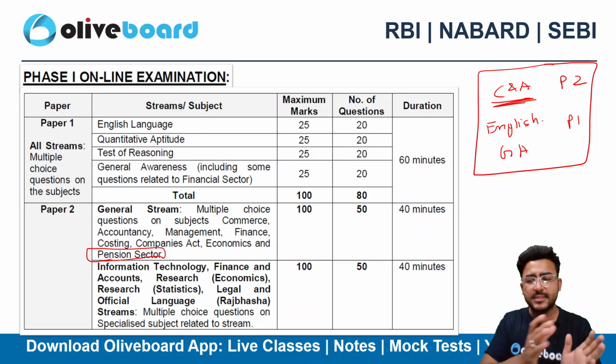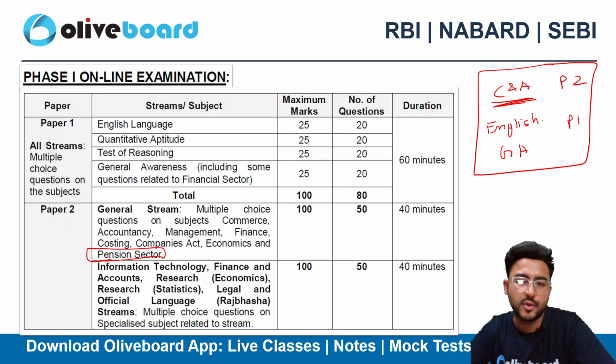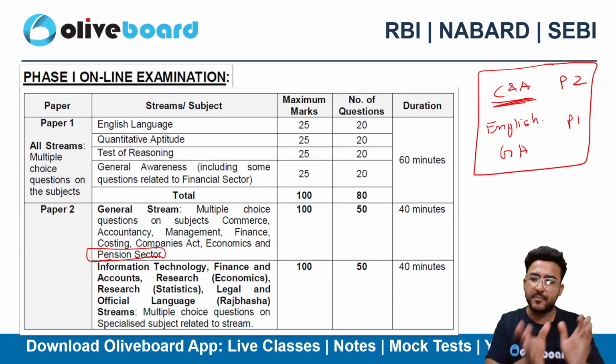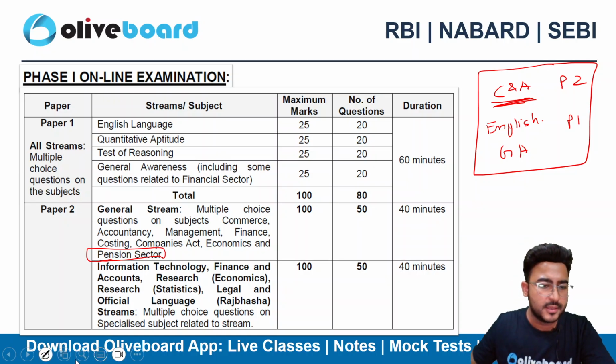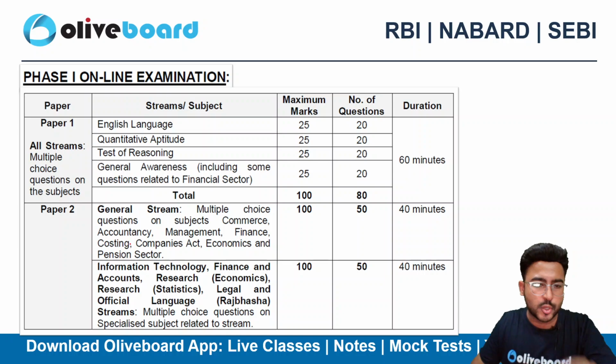What you can do here is you can start preparing the commerce and accountancy, and at the same time if you get bored a little bit, so definitely you can switch to English, you can switch to general awareness as well. In the same manner you can create such kind of groups, right? So commerce and accountancy के साथ you can take English, you can take general awareness.